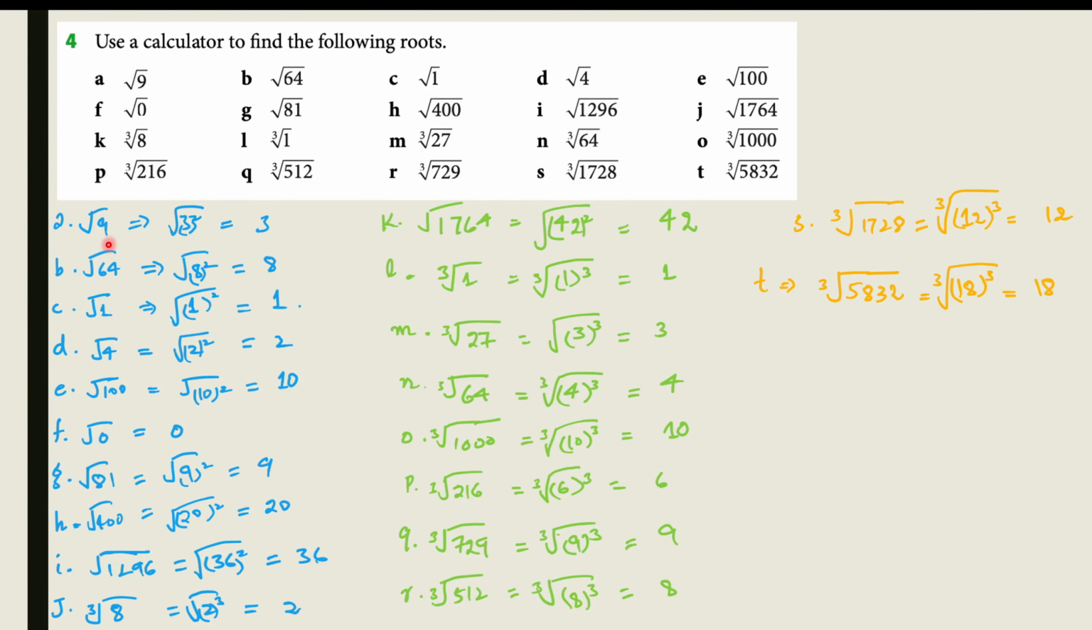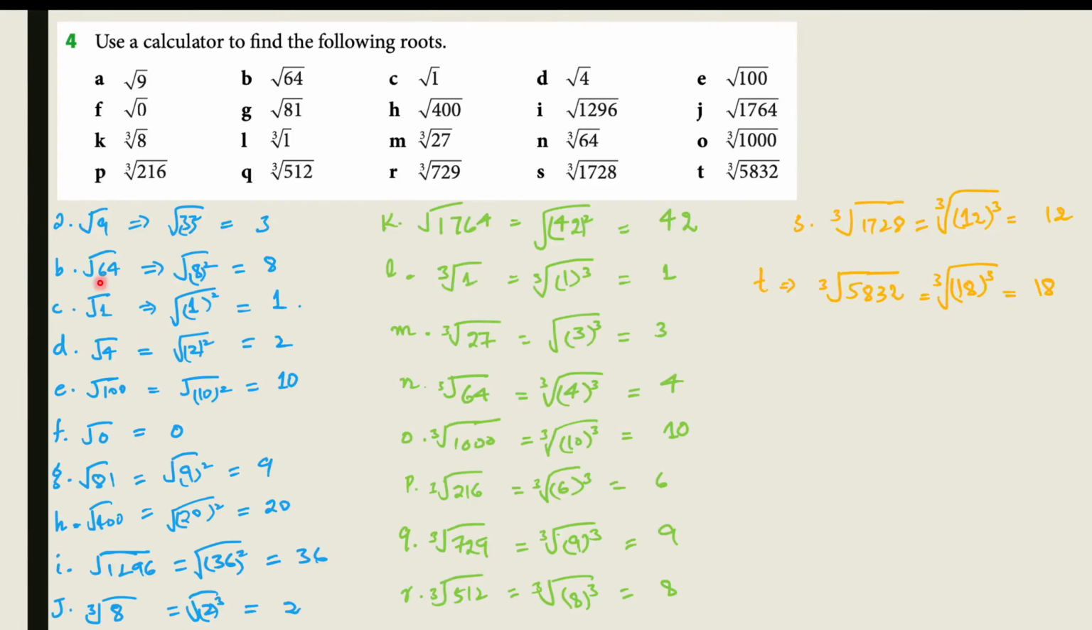I have solved it manually with my hand here without using a calculator, but you can use both ways. Since the question asks to use a calculator, you can press the square root button and then the value 9. It will be equal to 3, because 3 multiplied by 3 is equal to 9.